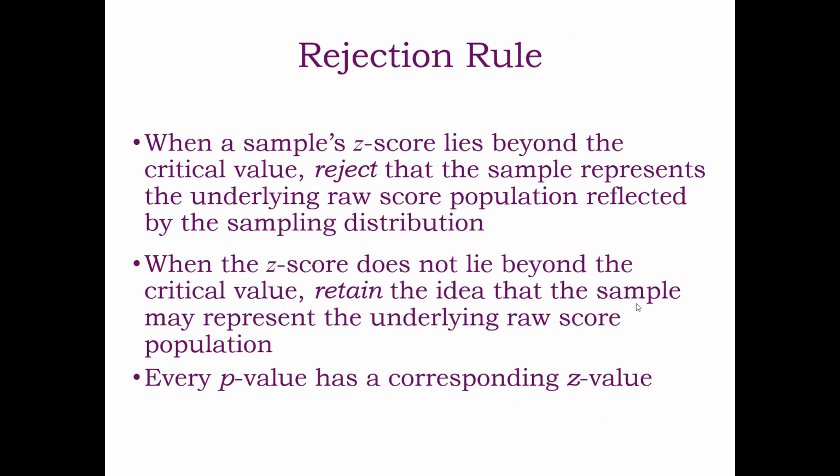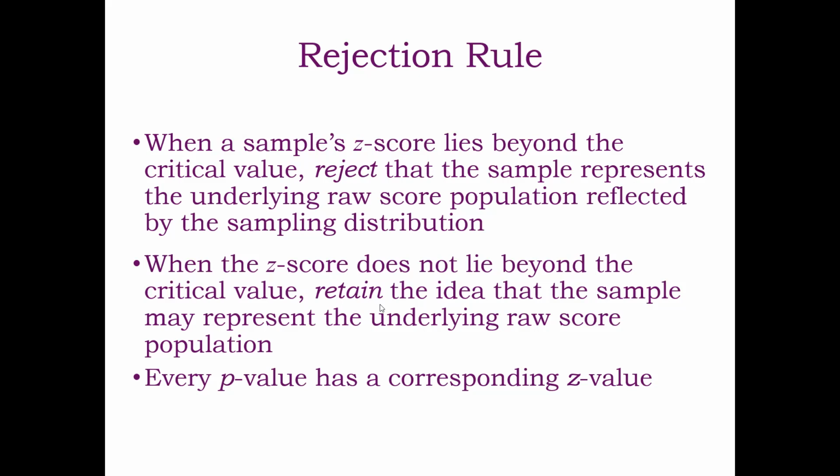Now, when we're doing hypothesis testing, we're going to have what's called a rejection rule. That's just saying what our criterion is and the critical value. So when a sample Z-score is greater than or less than the critical value, we're going to reject the null hypothesis that the sample represents the underlying raw score population. When it does not, then we're going to fail to reject the null hypothesis.